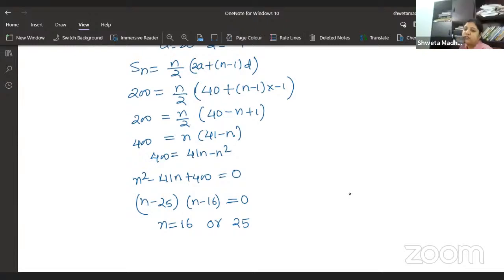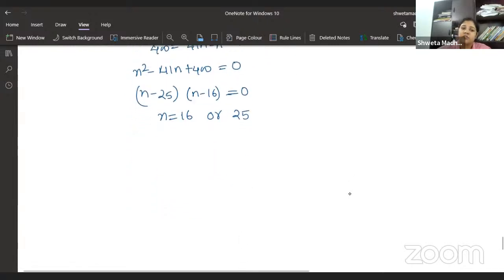So no logs are left after the 16th row. All the 200 logs will be placed in 16 rows, so nothing is left after that. All the terms will be 0 afterwards: 17th term, 18th term, 19th term, 25th term, every term is 0 because no logs are left for placing there. So n is equal to 16. So there will be 16 rows. And what is the last row? Number of logs in the last row?